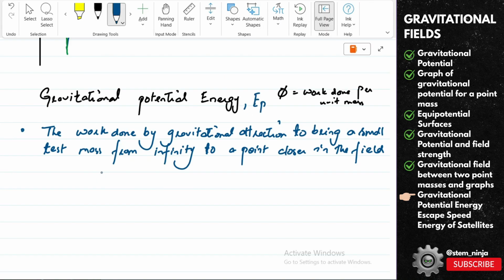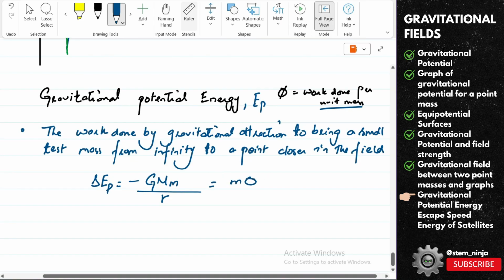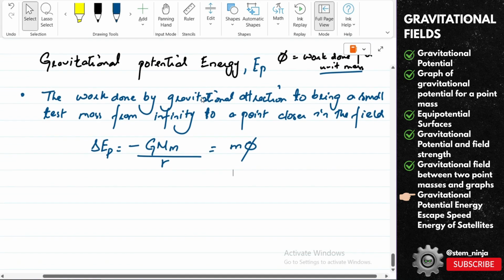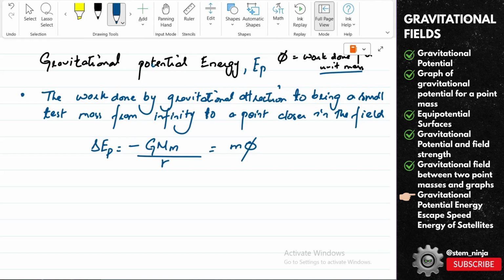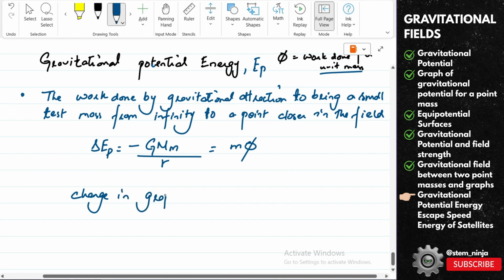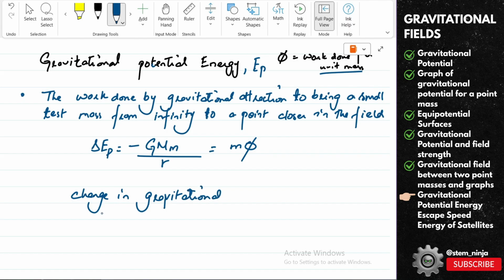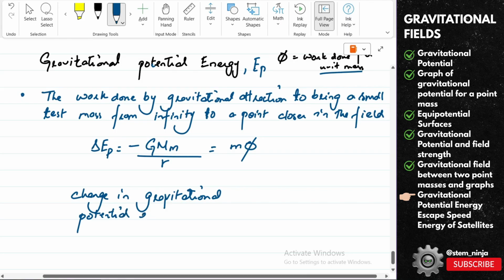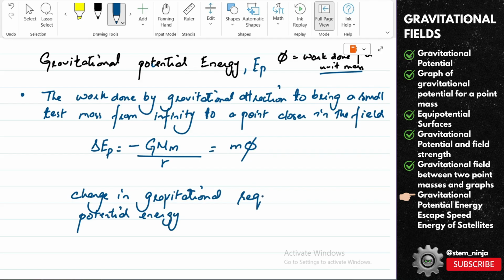So EP as before is, notice that we have just dropped it per unit mass. So if it was work done per 1 unit mass, like 1 kg, it is potential. And if it is just simply any mass, this is going to be EP. So this is basically Mφ. Okay. Now we can definitely relate just simple work done with gravitational potential energy. So change in gravitational potential energy requires work. So change in gravitational potential energy requires work done.